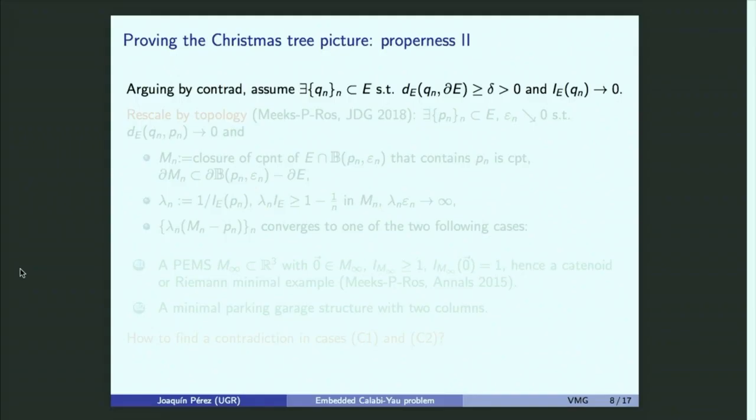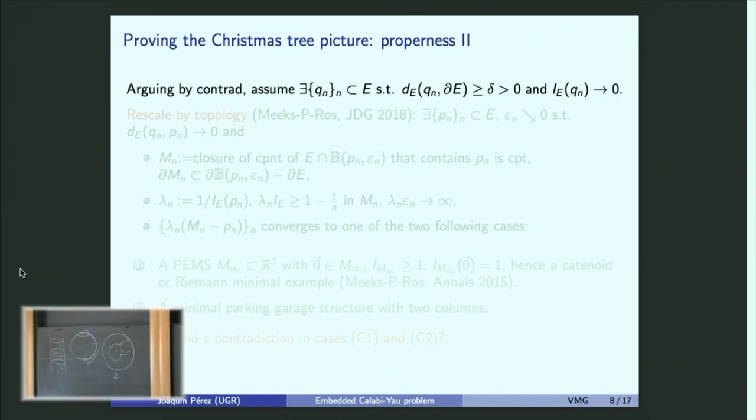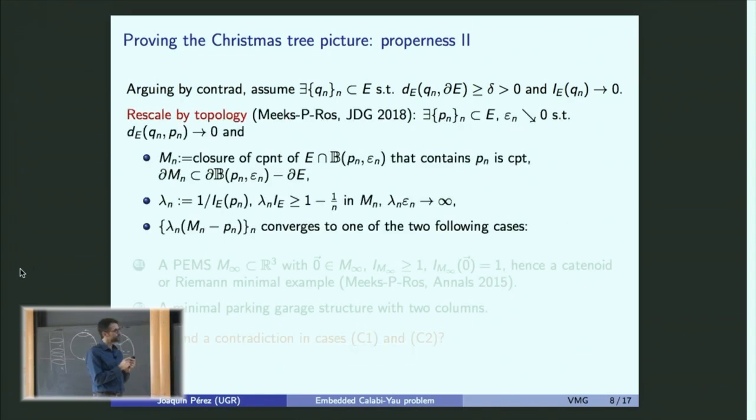That means that you can find a sequence of points in E such that they are at least delta far from the boundary, but the injectivity radius function goes to 0 there. And then what you have is little necks forming in the surface.